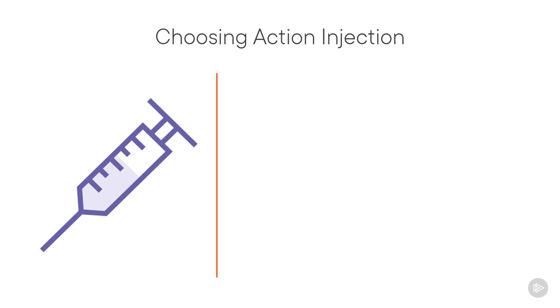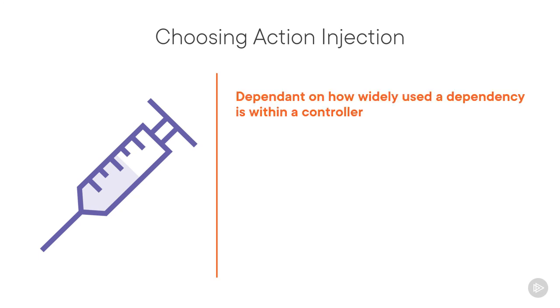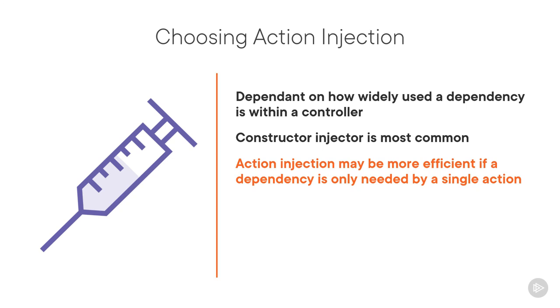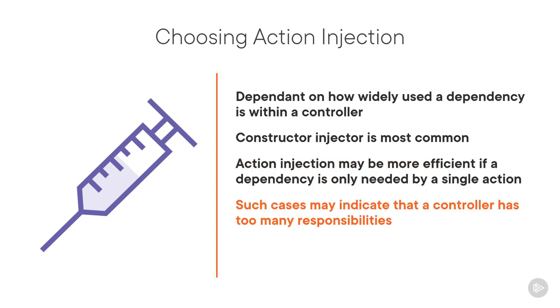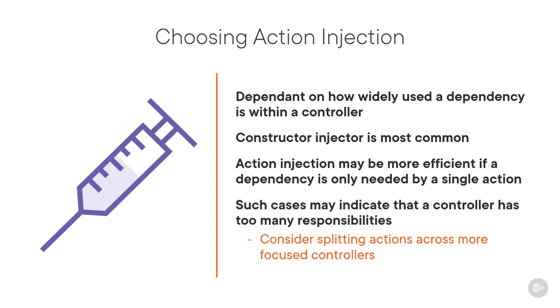Choosing between constructor injection and action injection depends on how widely used a dependency is within a controller. Generally, constructor injection is preferred and most commonly used in controllers. Action injection is one solution to the example that we've just reviewed. Often, this problem is indicative of a controller that maybe has too many responsibilities. When you find yourself with controllers that have many dependencies, especially those that are used by only certain action methods, it may be time to consider reviewing if the actions should be separated into more focused controllers. We could have created a controller with specific responsibility for court maintenance in this example.